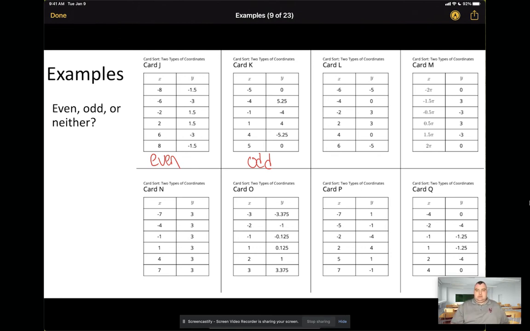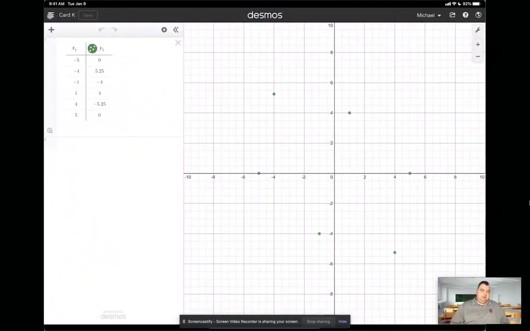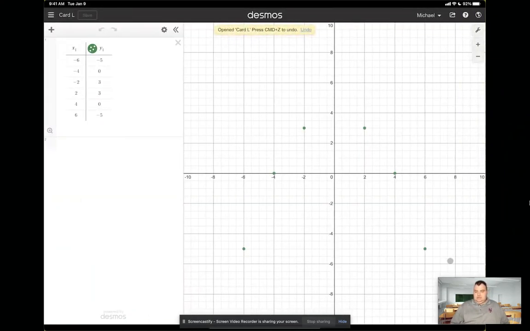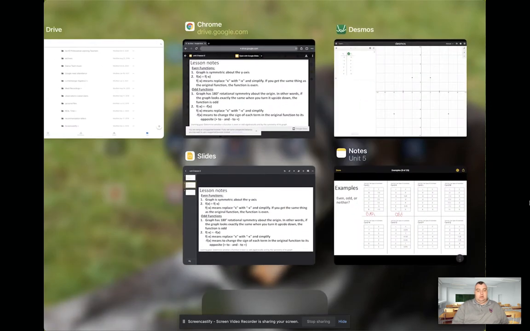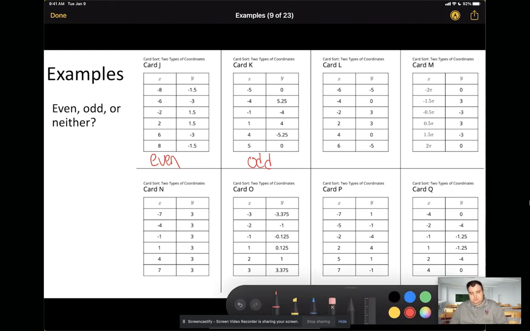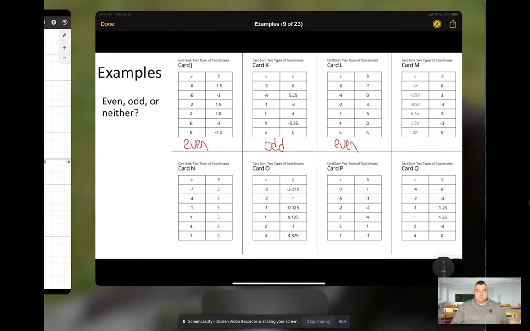Okay? So let's move on to card L. We'll go through the rest of these quickly. So card L. This graph, when I look at it, definitely is symmetric about the y-axis. I could take this graph and fold it on itself over the y-axis. So card L will be an even function.